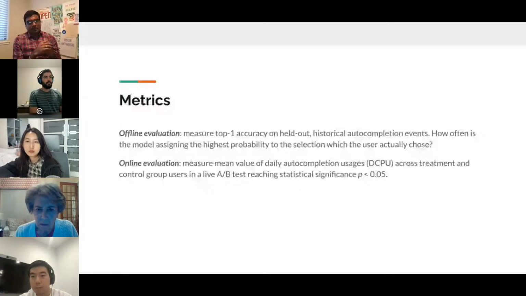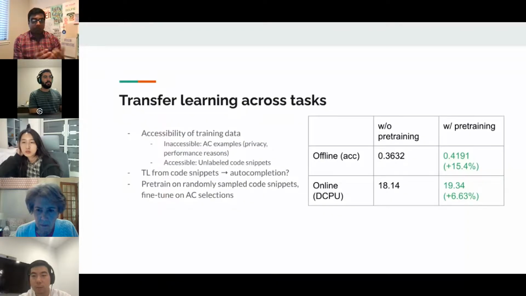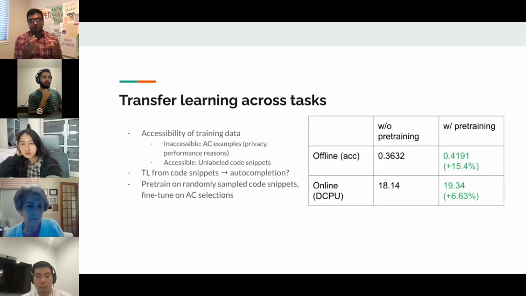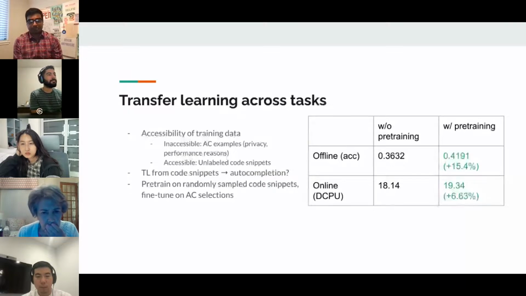Across the first dimension, we are looking at transfer learning across the learning task. Here, the problem is the accessibility of training data. When developers are shown auto-completion suggestions and end up selecting, this data is not always possible to log. This could be due to various reasons ranging from privacy to the performance of the IDE itself. Therefore, we cannot expect this data to be logged all the time, and it may not be available for training auto-completion models.